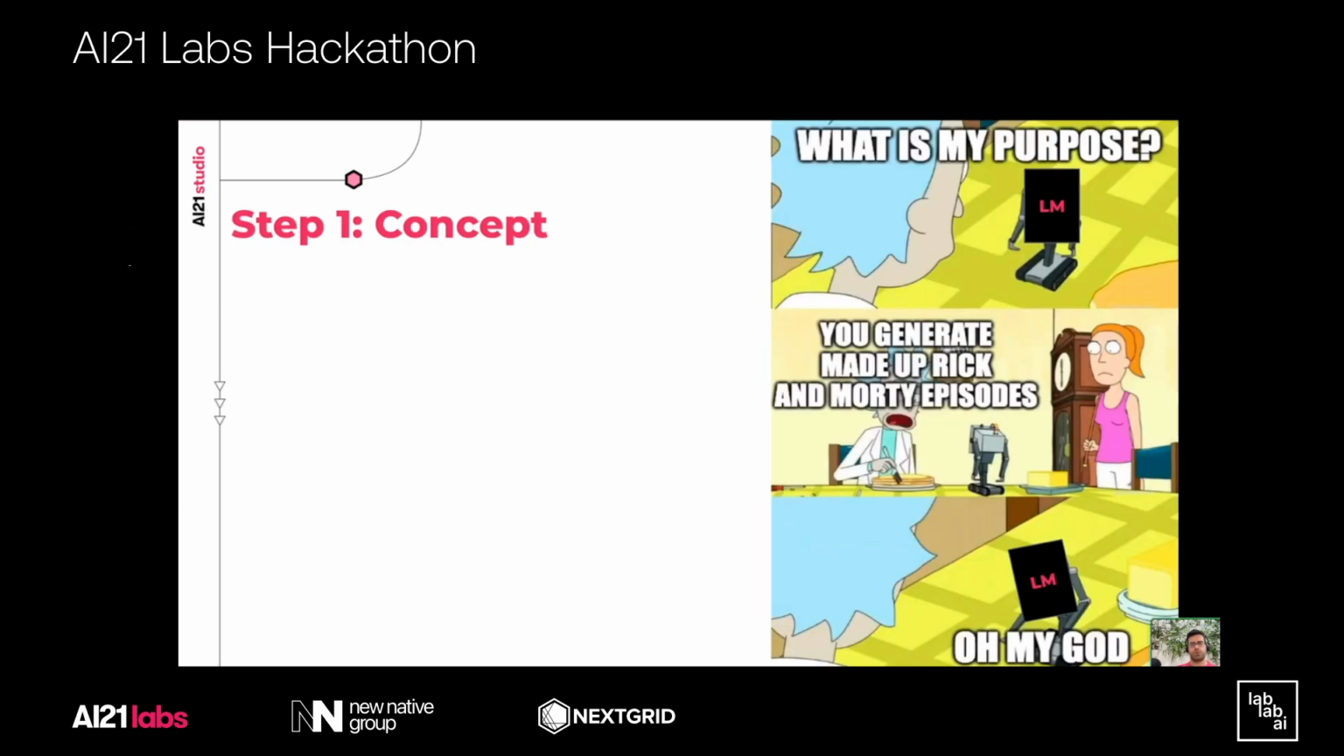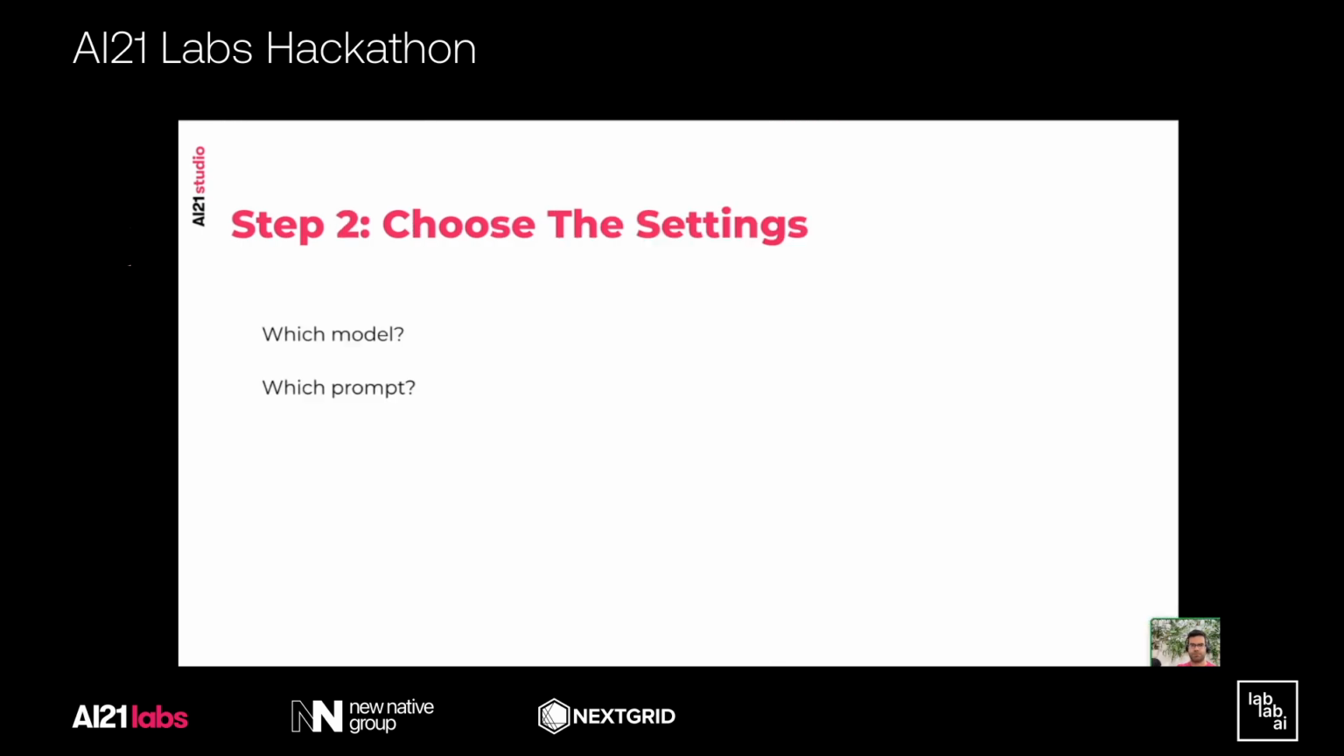So we want to build our app, and again, throughout this workshop, what we will do is essentially go through the process of building the app that you just saw. So like we said, if the language models can do whatever we want, we can also make it a Rick and Morty episode generator. So we settle on the concept. We said, hey, let's build this. Great. This was step number 1.